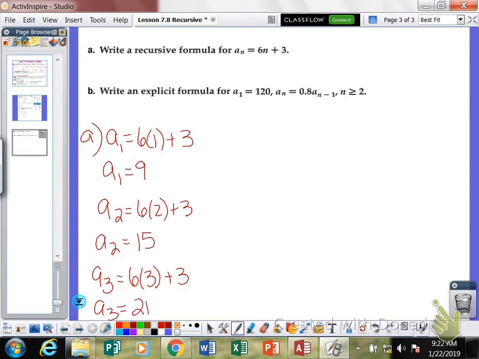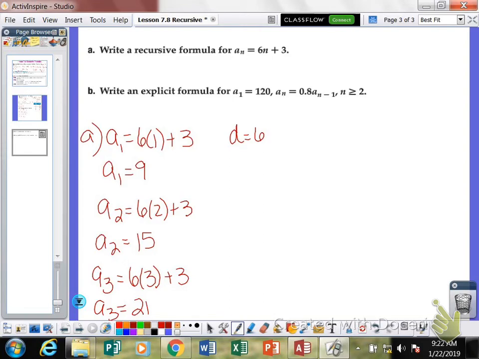So notice 9, 15, 21. I'm going up by 6. So I have a common difference of 6. So d equals 6. So I'm still on part A, okay? We'll get to part B in a second. So the common difference is 6. So write a recursive formula.